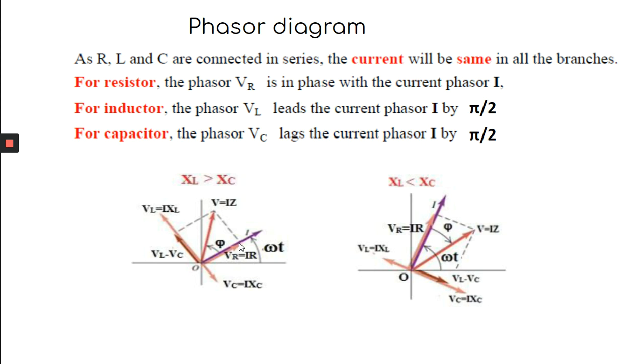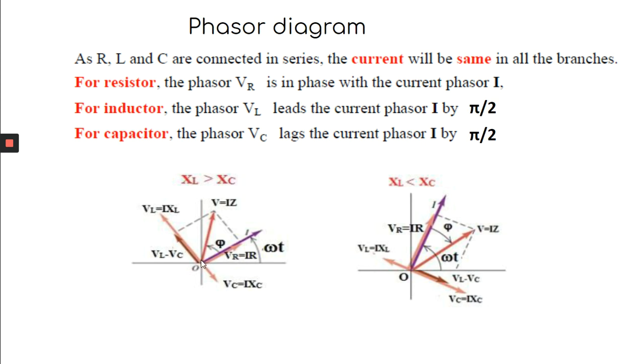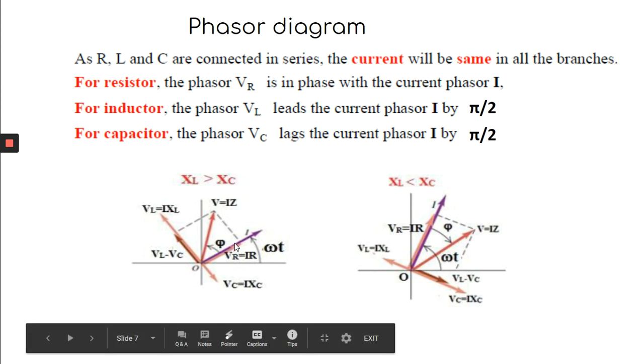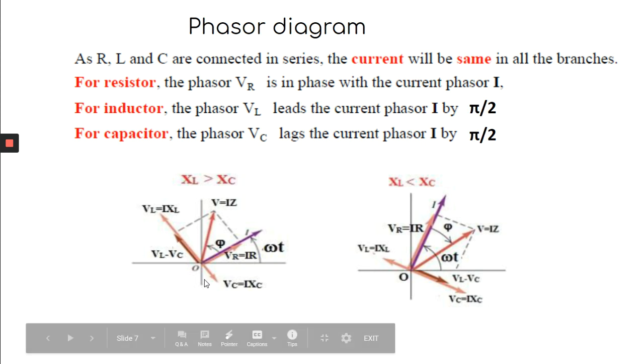Okay. Now, in this case, this is the resultant of VL and VC. This is your VR. And we are considering these phasors as rotating vectors. At a particular instant of time, let us consider this is one vector, VL minus VC. This is another vector, VR. So what is the resultant? The resultant is this V. And this is the voltage of the entire circuit.